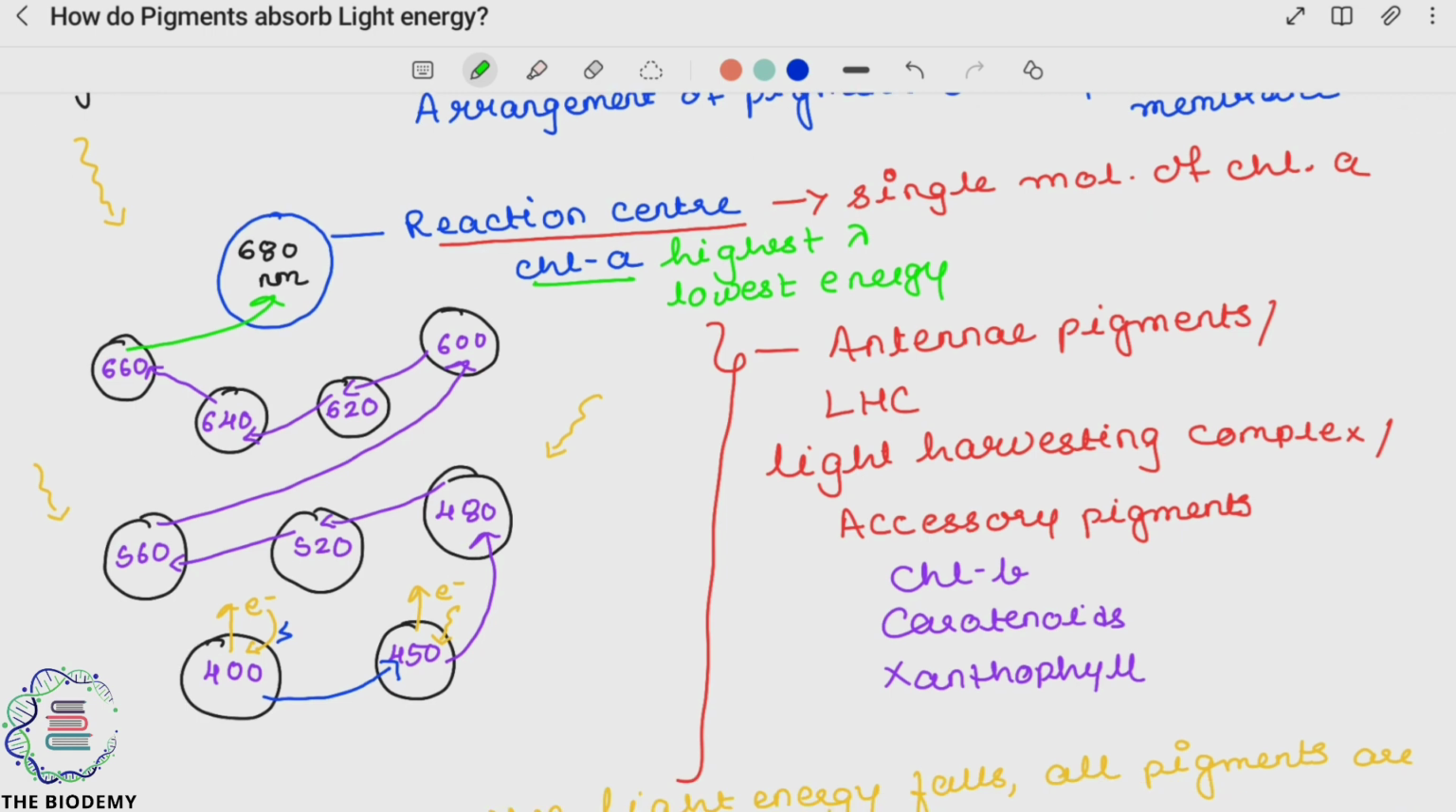Okay. So this class was just basics about how different pigments absorb light energy. In the next class, we will continue with light reaction.